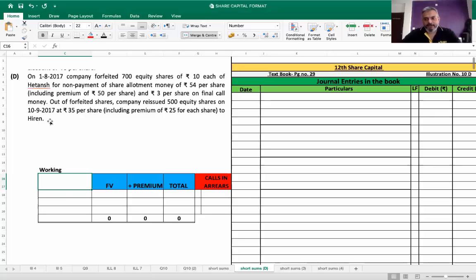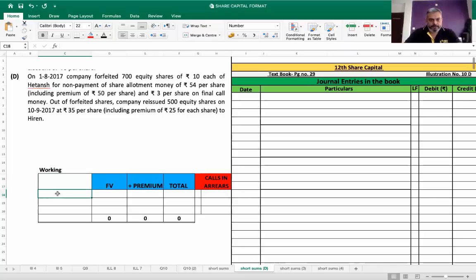on 10/9/2017 at ₹35 per share. Now we are reissuing at a premium of ₹25 for each share to Eden. Now let's do the working.